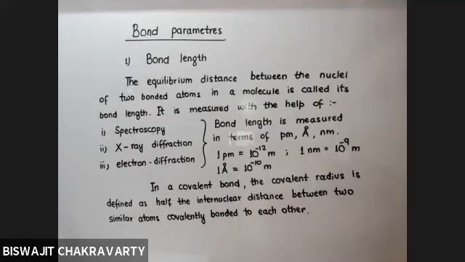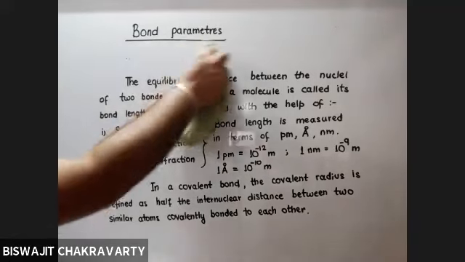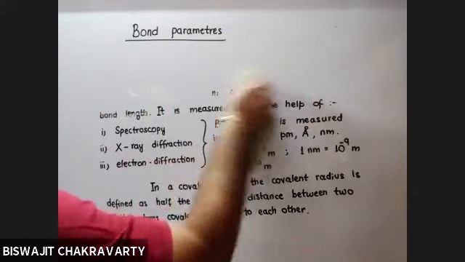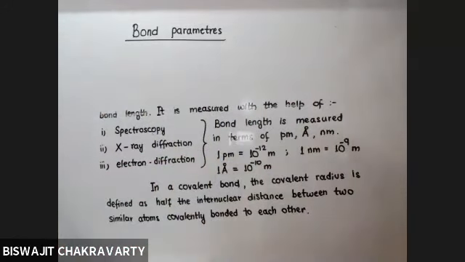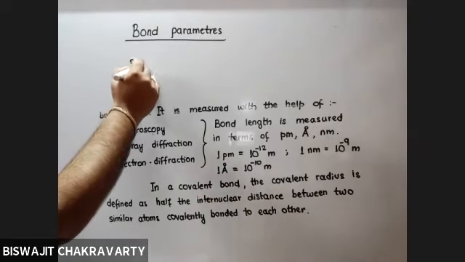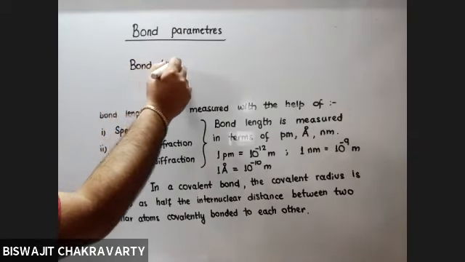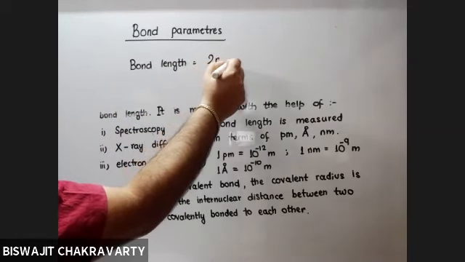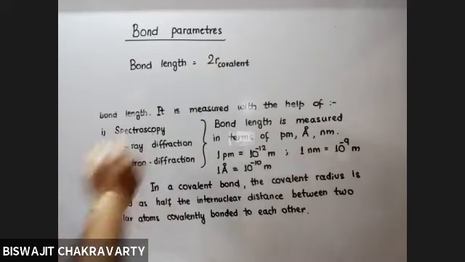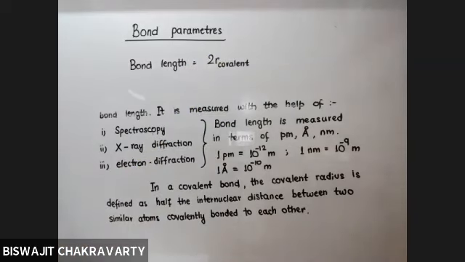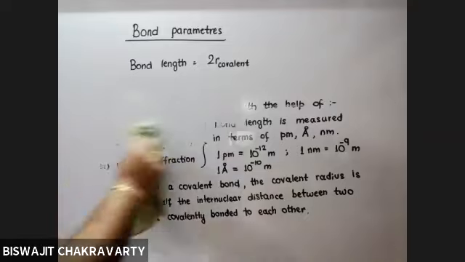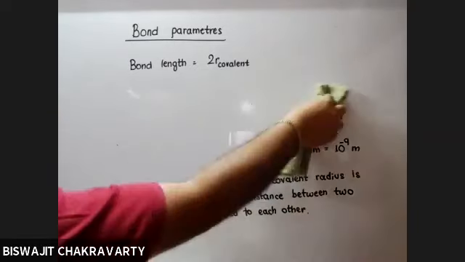So hence we can say that if we want to express the bond length in terms of covalent radius, it will be twice the covalent radius. So we can take the twice only when both the atoms are similar. But if the atoms are different, then we have to separately add up the two radii.